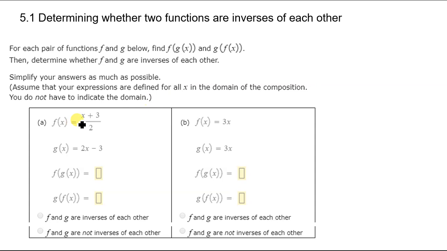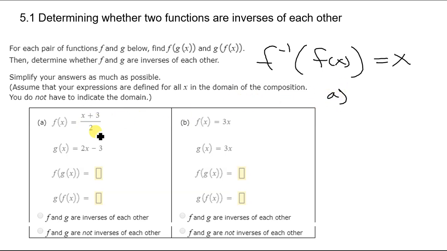Keep in mind, what is the fundamental property of an inverse function composed with the original function? This has to give us x. So now we're going to do a test to determine whether or not these two functions are inverse functions by doing the composition in both directions. If we get x when we compose them, then they're inverse functions. If we don't, then they are not inverse functions. So let's try the first example here first.